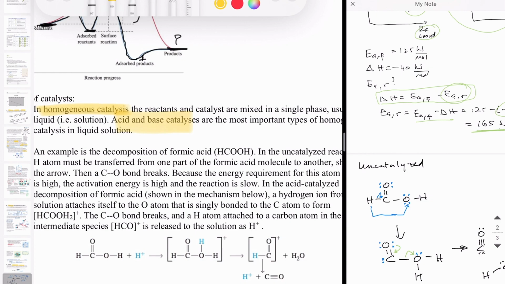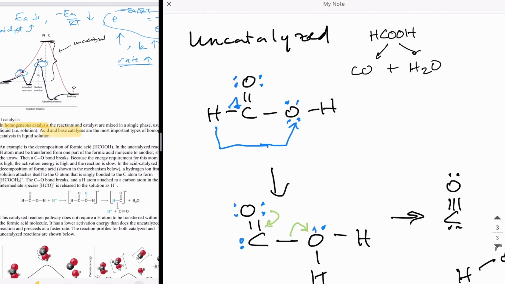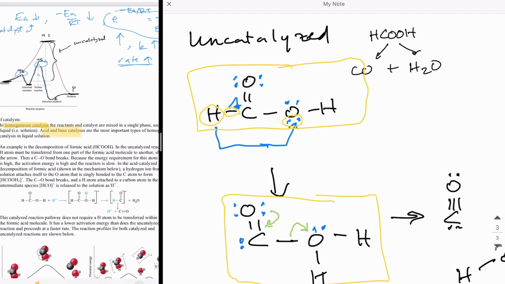So here's an example, okay? This is formic acid. It breaks apart into two products, which are carbon monoxide and water. If you don't catalyze the reaction, this is what actually has to happen. This right here is the molecule of formic acid once you draw out the Lewis structure. The first step that happens is this electron that's shared between hydrogen and carbon has to leave and move towards the carbon, becoming a lone pair. And then the electrons from the oxygen on this side have to pull that hydrogen towards itself to make a new bond. So the result is this molecule right here that I just highlighted.